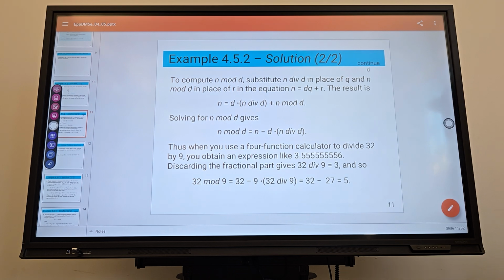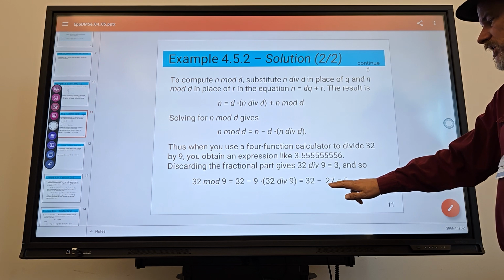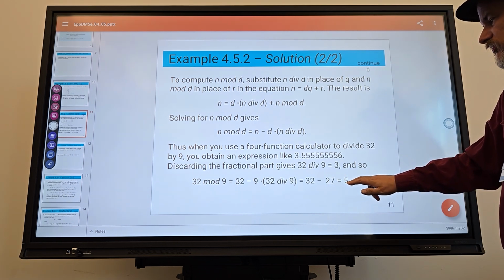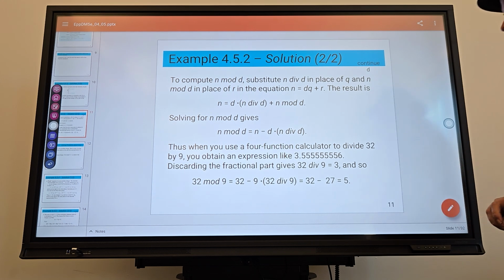So this gives you 3 for 32 div 9 and 5 for 32 mod 9.